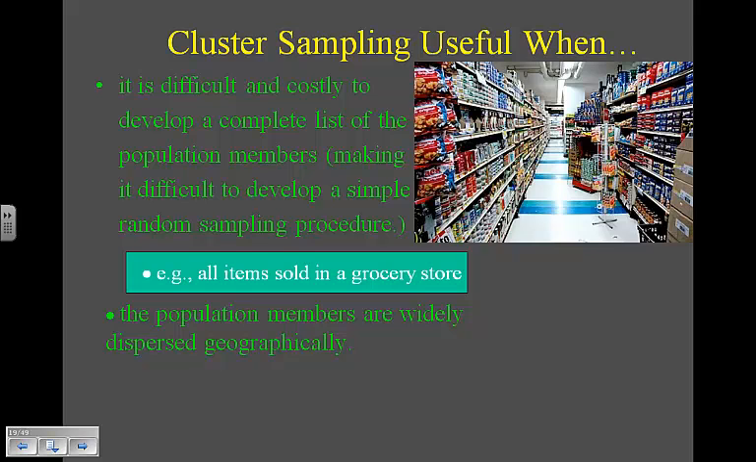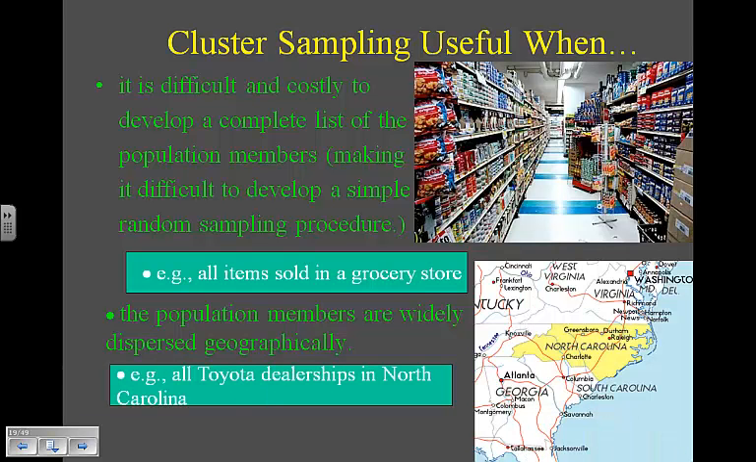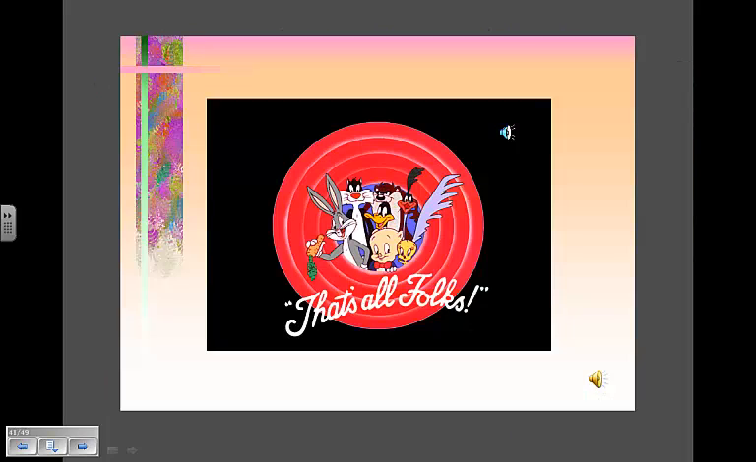It's also useful if the population members are widely dispersed geographically, for example, Toyota dealerships in North Carolina. North Carolina is a pretty big state. It would be time consuming and difficult to sample every single Toyota dealership in the state. So instead, we may separate the state into 6 or 7 or 10 different regions, and then sample every single Toyota dealership in a region. That way we're not driving all over North Carolina. Instead, we're only looking in that region. That's all, folks.